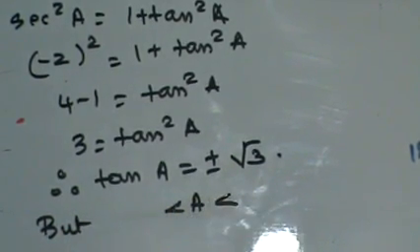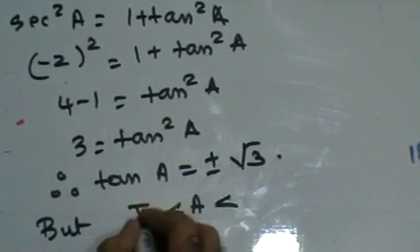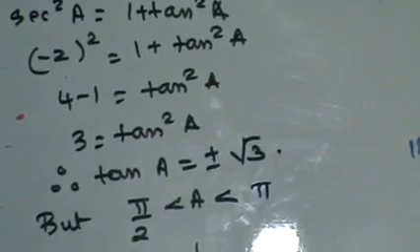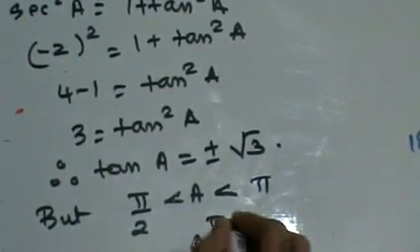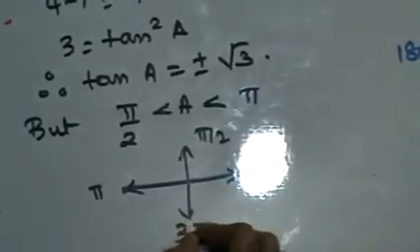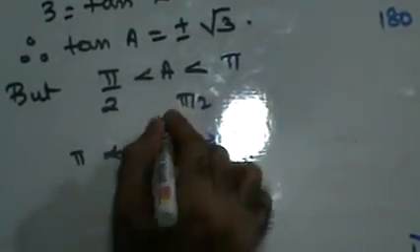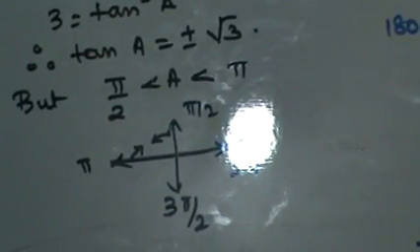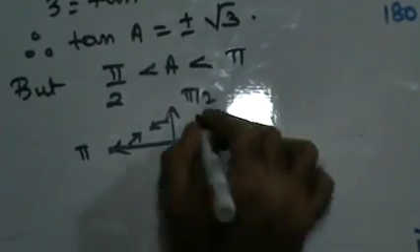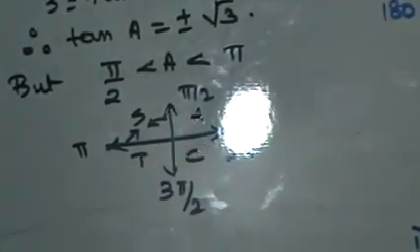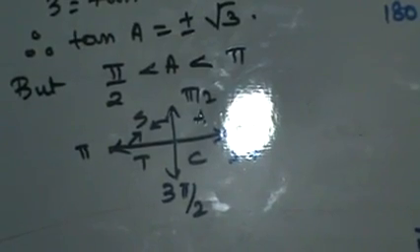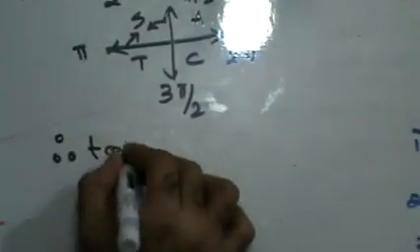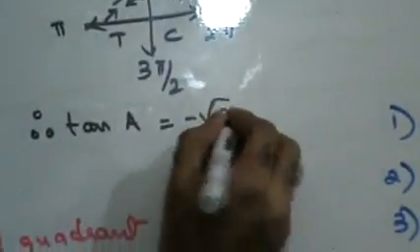Now, A they've given you is greater than pi by 2 and less than pi. This is 0, pi by 2, pi, 3 pi by 2 and 2 pi. It is greater than pi by 2 and less than pi. That means it will be in the second quadrant. In the second quadrant, we know all silver teacups: only sine and cosec ratio are positive. So in the second quadrant, tan ratio will be negative. Therefore, I can say that tan A is negative root 3.